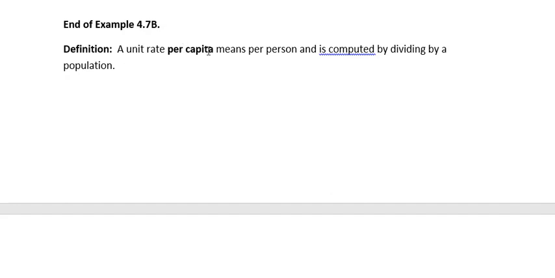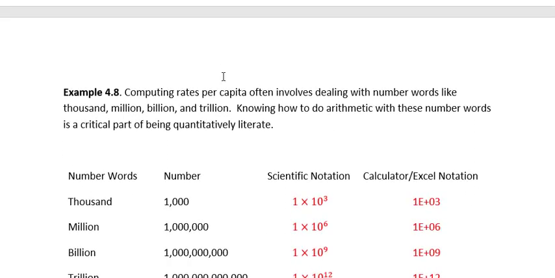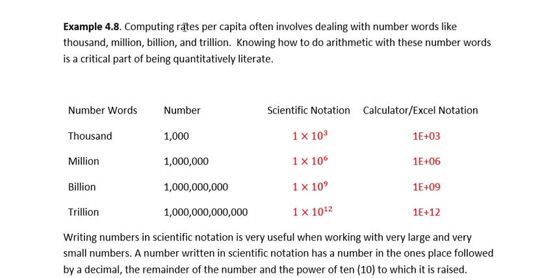So a unit rate per capita means per person, and is computed by dividing by a population. All right, so we're going to look at a unit rate, but it's going to be per person, okay? Computing rates per person involves dealing with number words like thousands, millions, billions, trillions. Knowing how to do this arithmetic is really important.